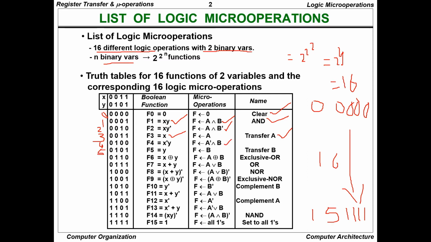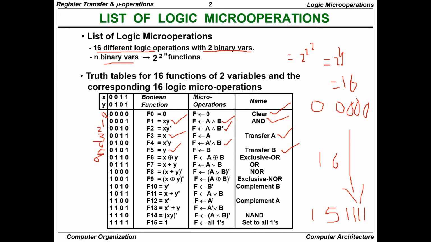Next is 5. For 5, we have F5 equals y. If you see F3 equals x, in the same manner we have F5 equals y. So F gets B. When F3 equals x, we have F gets A, right? In the same manner, when F5 equals y, we get F gets B, which is exactly opposite to transfer A, that is, transfer B. So next is for 6. For 6, we have 0, 1, 1, 0.